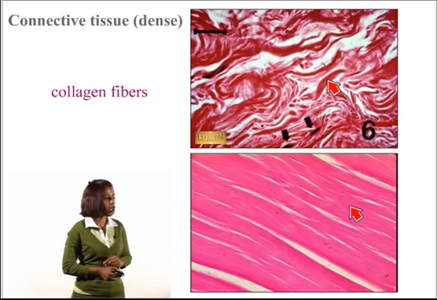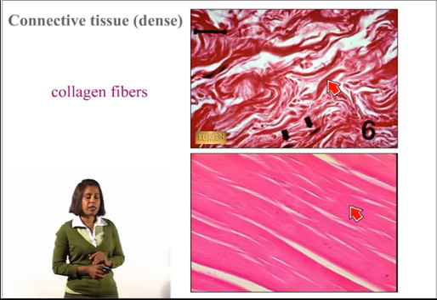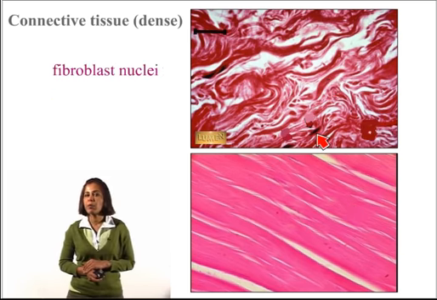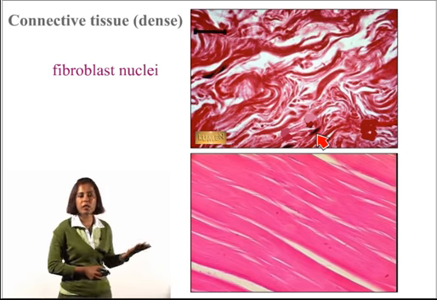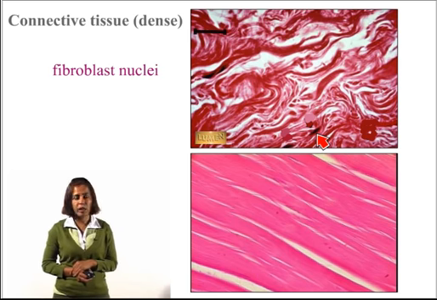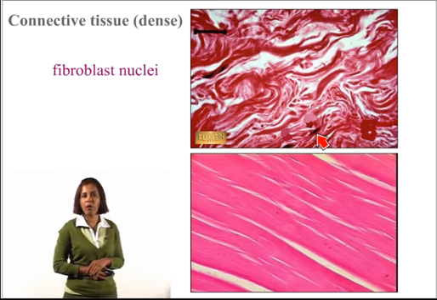Now you can see the collagen fibers. The arrow is pointing to the collagen fibers. And in the top image, you can also see the arrow pointing to the fibroblast nuclei. You have fibroblasts even in dense regular, it's just that we can't make them out clearly in the lower image, so I don't have any arrow pointing to them.